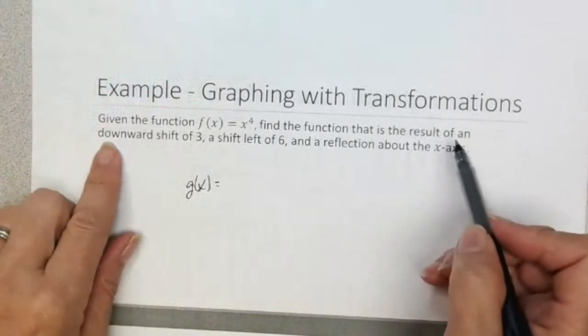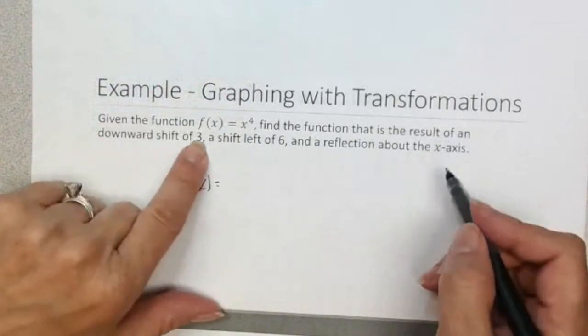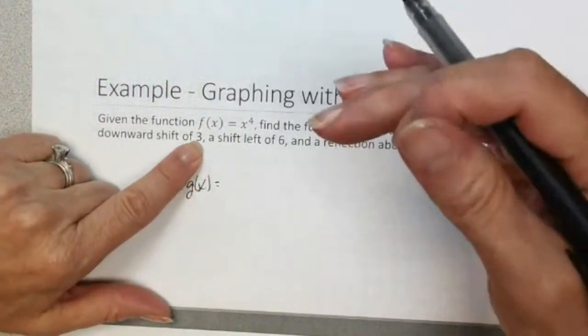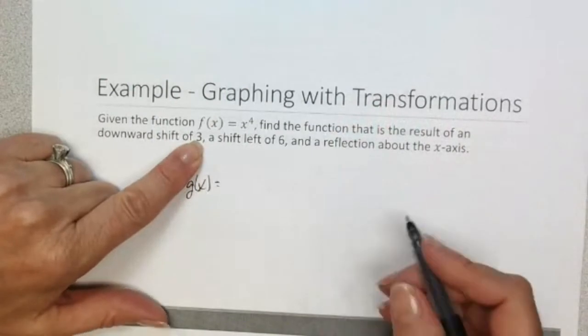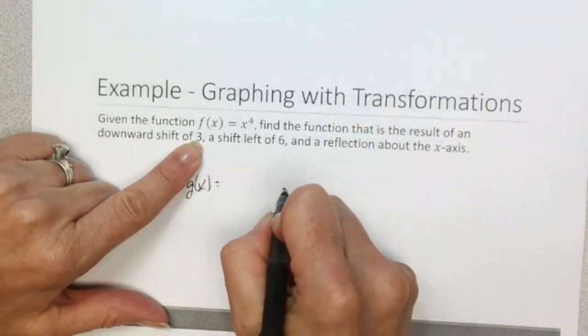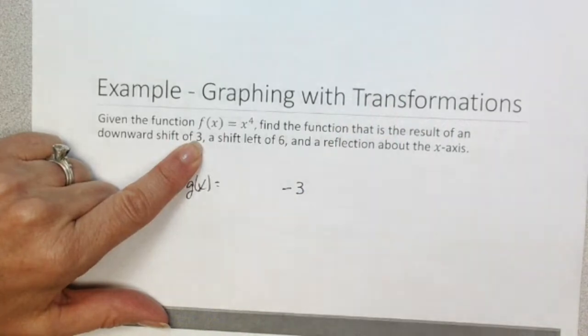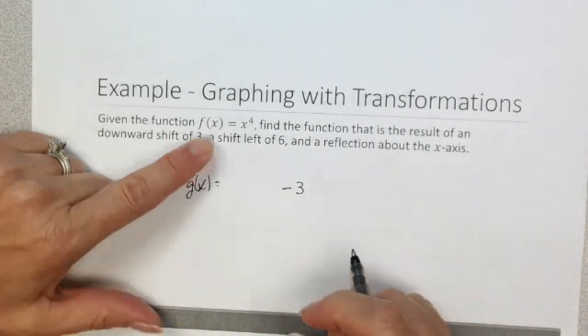Well, what's the first thing? The first thing says it's a downward shift of 3. Downward shift of 3. That's a vertical shift down. That means I need to subtract 3 from the whole function. So here at the end somewhere, it's going to say minus 3. I'm subtracting 3 to get my downward shift.